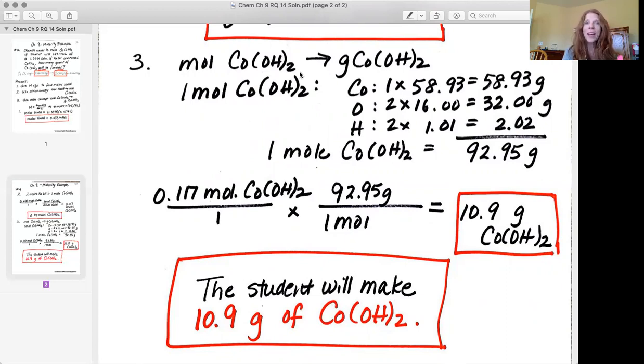So there you go. That is how you would do problem number 14. That's the process you're going to use to solve these types of problems, and it's just one step at a time. Just know that if you're given information about one substance but asked to find information about another substance, you're absolutely going to have to use stoichiometry to do that.